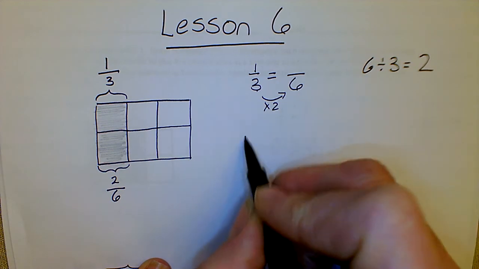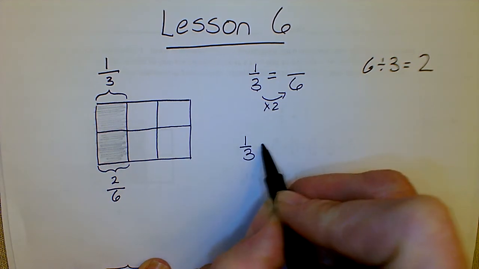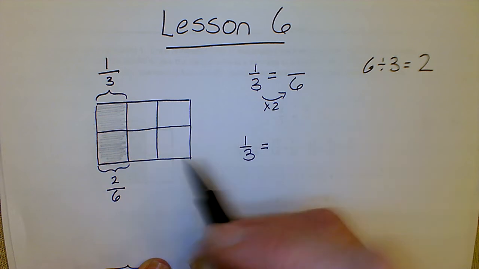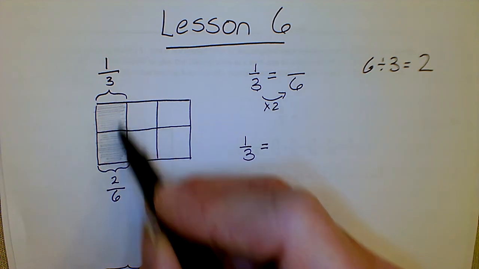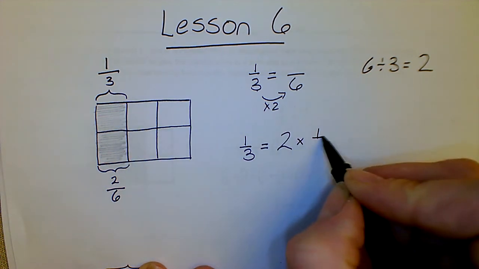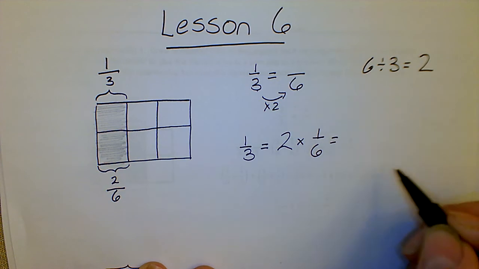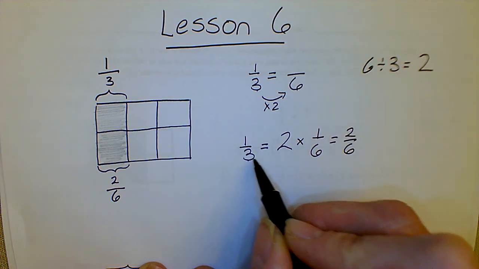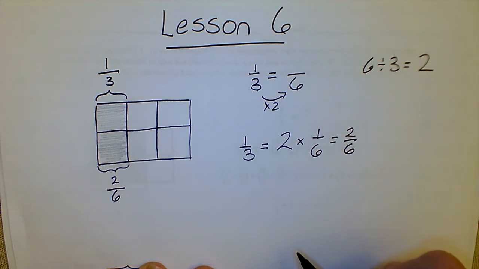The other thing that we did yesterday was number sentences. We said, for example, that 1/3 is equal to, and we wanted to turn it into sixths, 2/6. So it would be 2 times 1/6, and that gives you 2/6. And that shows you that 1/3 is equivalent to 2/6.